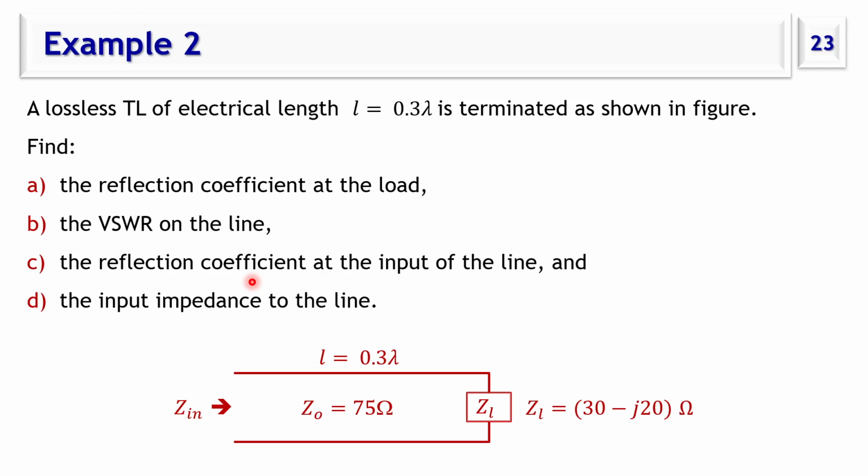So let us just do another example. We have a lossless transmission line, and the electrical length of the transmission line equals 0.3 lambda. As I explained in the previous lecture, electrical length means the physical length divided by lambda. So the length is 0.3 lambda. It's called the electrical length. And this transmission line is terminated as shown in the figure. Also, the characteristic impedance of the line is given in the figure. We would like to calculate four things: the reflection coefficient at the load, the voltage standing wave ratio on the line, the reflection coefficient at the input, and the input impedance of the line.